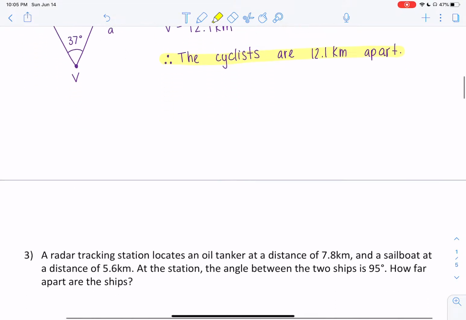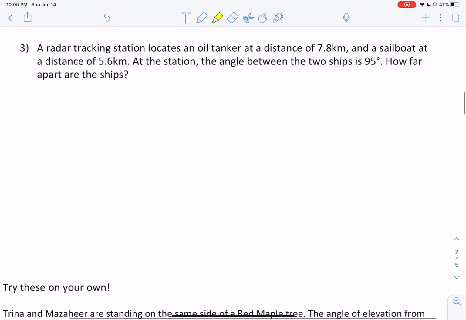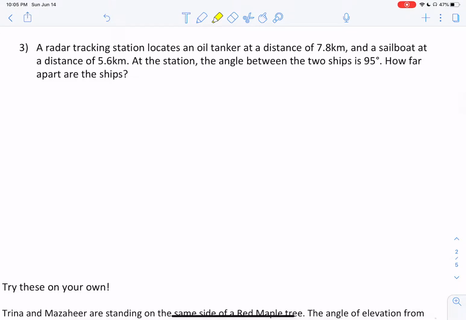All right, let's do one more example. So a radar tracking station locates an oil tanker at a distance of 7.8 kilometers and a sailboat at a distance of 5.6 kilometers. At the station, the angle between the two ships is 95 degrees. How far apart are the ships?